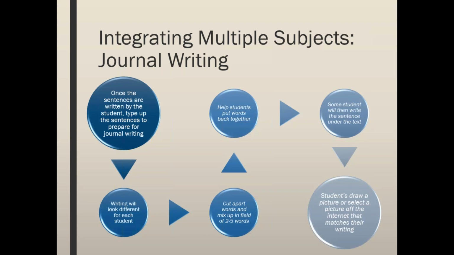You're going to cut apart the words and mix them up in a field of 2 to 5 words. So again, testing them on can they identify this word receptively. You're going to help students put the words back together. And then some students might copy that sentence in their writing, some might not. And then students draw a picture to represent what's shown in that sentence, which is really important because that's what a lot of our students are expected to do in the general education classroom when they're doing their writing. So something that they practice in special ed that they can generalize to their classroom.